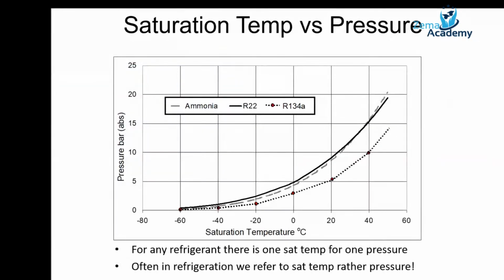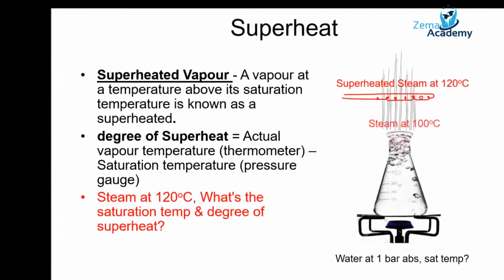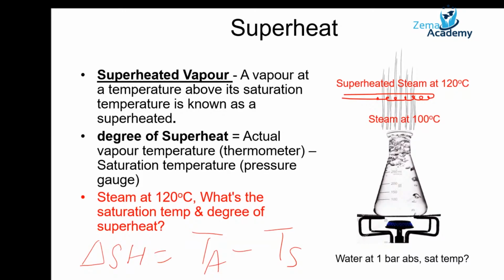This is another graph which shows the saturation temperature and the pressure for different refrigerants. So any refrigerant would have a saturation temperature, and the pressure also relates to that specific saturation temperature. Other terms that we will come across is the superheated vapor. The superheated vapor is referring to the temperature above the saturation temperature. And we can calculate our degree of superheat: degree of superheat is equal to actual temperature minus Tsat.